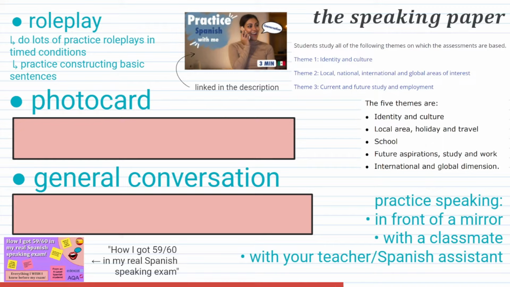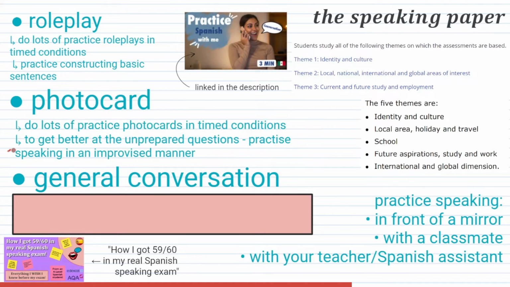Next is the photo card, which is a bit more complex. Again, practice photo cards to revise. And to prepare yourself for the unprepared questions, find a classmate and speak to each other in Spanish, asking topic-related questions that could be in the photo card. Your school may also have a Spanish assistant, so if you get the opportunity to, practice speaking with them.